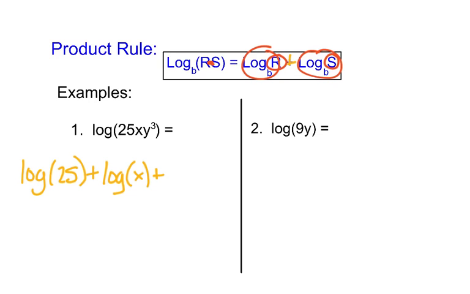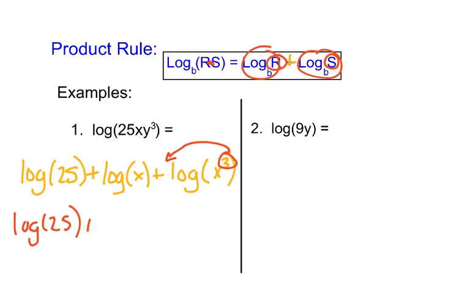And then depending on how you want to write this, you could also do the log of x to the third. Or, as we saw previously, you can bring that 3 out front as well. So you could have log of 25 plus log of x plus 3 log of x. And really it all just depends. There's not a set answer, it depends on what you're trying to do with each of them.